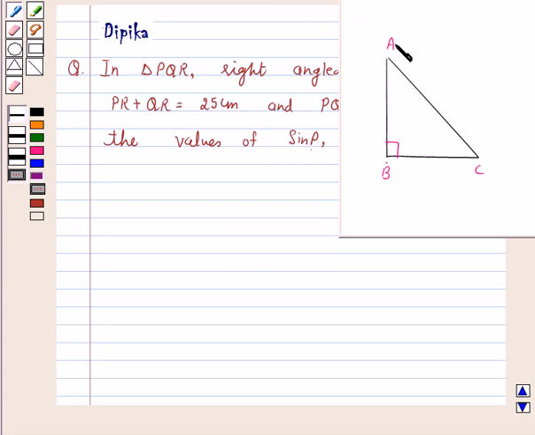Now we know that for a triangle ABC, according to the Pythagoras theorem, AC square is equal to AB square plus BC square. That is, hypotenuse square is equal to the sum of the squares of the other two sides. That is, AC square is equal to AB square plus BC square. So, this is our Pythagoras theorem.